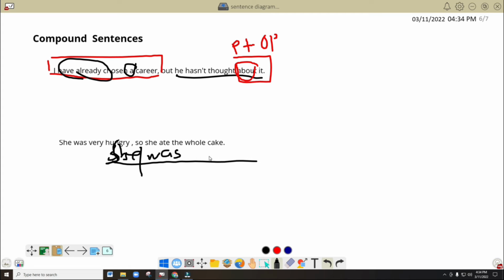Then she was very hungry. Do we have here a predicate nominative? None. Do we have here something that describes her or her feelings? If we do, you put here a diagonal line, then you write the word that you think describes the feeling of the subject. So, she was hungry. Now we have very here, so where will very go, under was or hungry? Since this one is an adjective and this is an adverb, we will put this one under hungry. It simply means that this one describes the word hungry. So, she was very hungry.